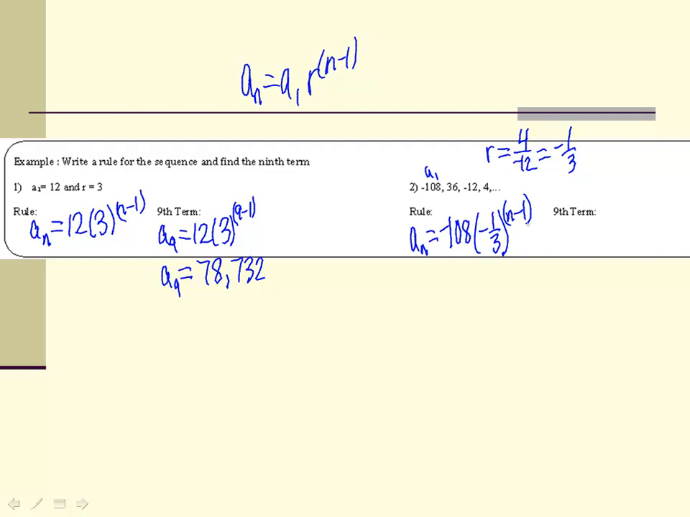To find our 9th term, that's a sub 9 equals negative 108 times negative 1/3 to the 9 minus 1 power. Again, you should put that in your calculator and simplify it. If you do that, you should find that a sub 9 equals negative 4 over 243.